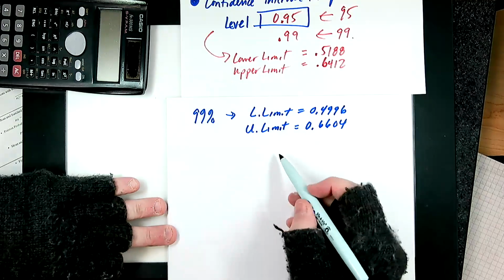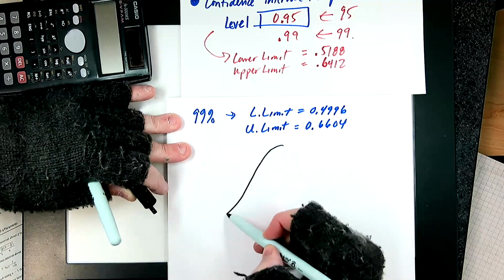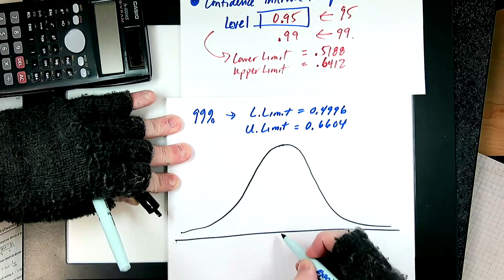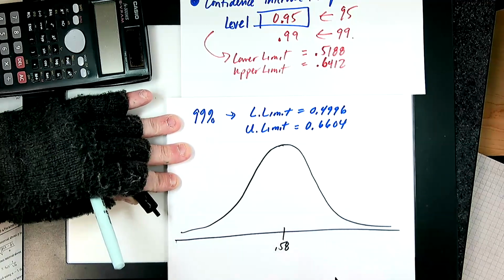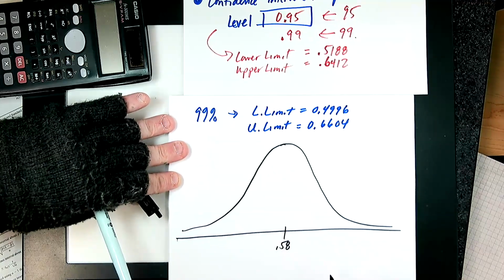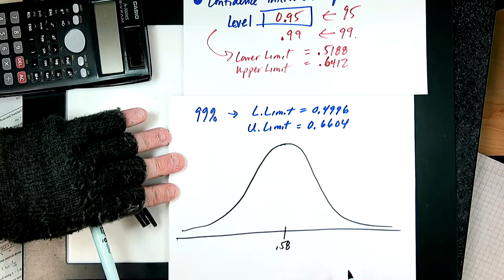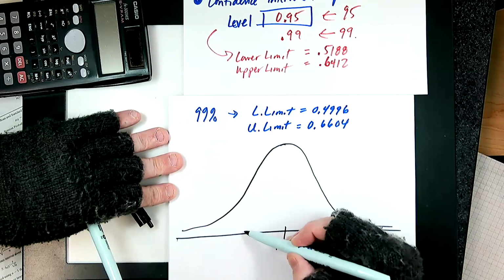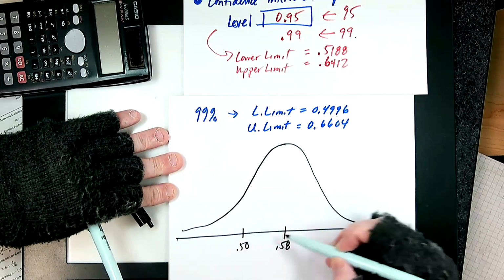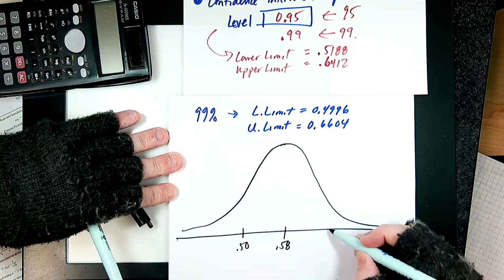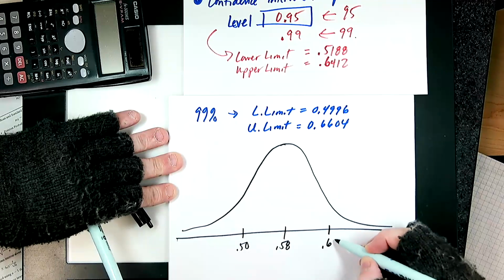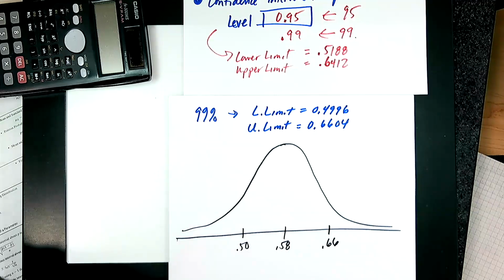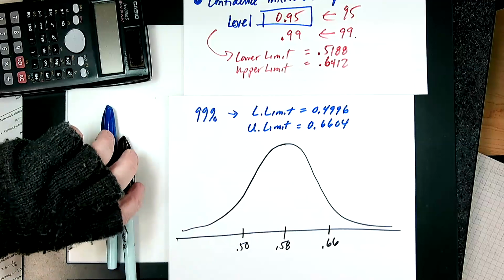Now just think about that bell curve here. Our p hat's in the center, the 0.58's in the center. Let's say that's like 0.50, and then I'll add 8 and this is like 0.66. I'm just showing some marks here. These are probably not in the right spot.